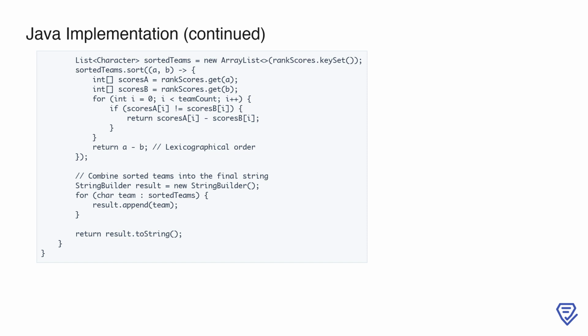Once the teams are sorted, we concatenate them into a single string to form the final result. Using a string builder, we append each team in the sorted list to construct the output string. Finally, we return this string, which represents the ranking of teams based on the votes. This approach ensures that we respect both the ranking scores and lexicographical order, providing a clear and deterministic result.